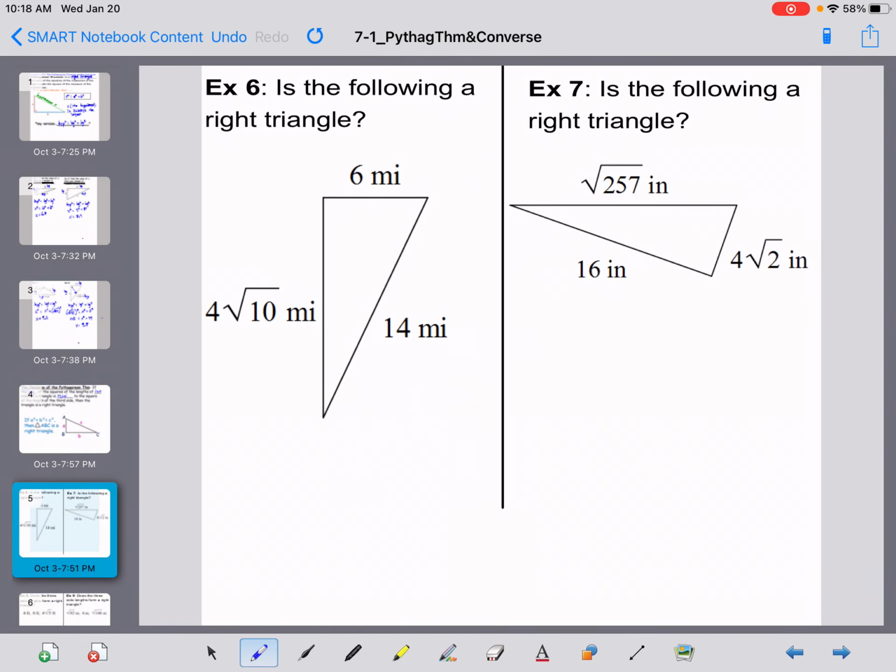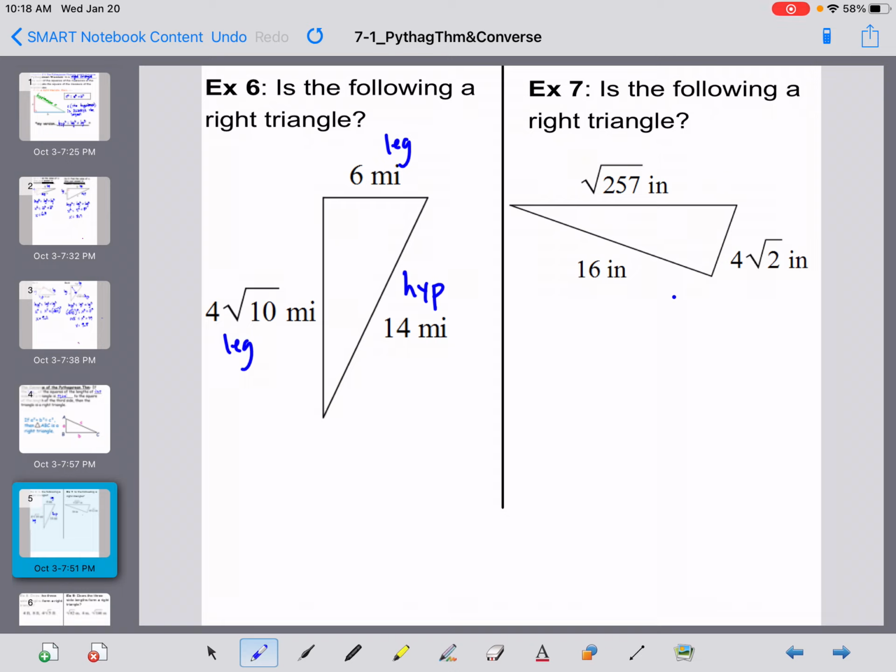In these examples, notice I don't have my little corner marked as a right angle. I suspect this would be a right triangle, and I suspect that right there that I've circled would be the 90-degree corner. I don't know for certain until I check it out. So if I'm looking at this picture, for example 6, 14 would be my hypotenuse. And then these other two sides would be legs.